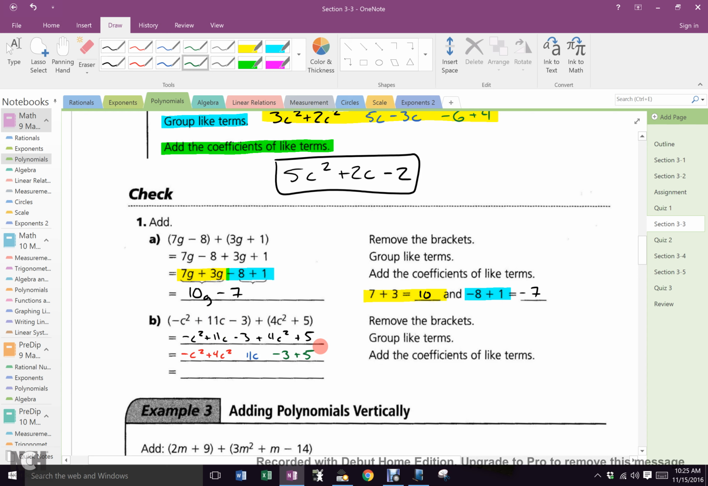Now all you do is grade 1 math. What is negative 1 plus 4? I don't know, Mr. Myers. Negative 3. I'm going to get out my calculator. Positive 3. Positive 3.